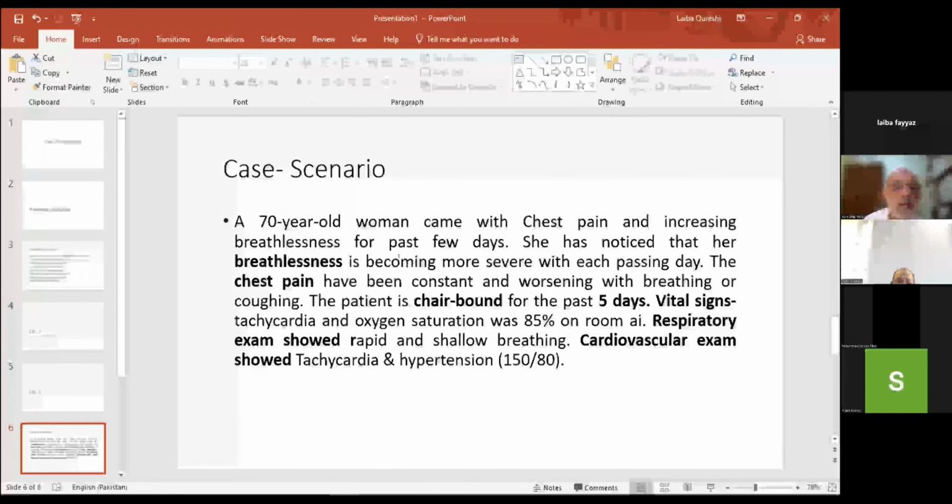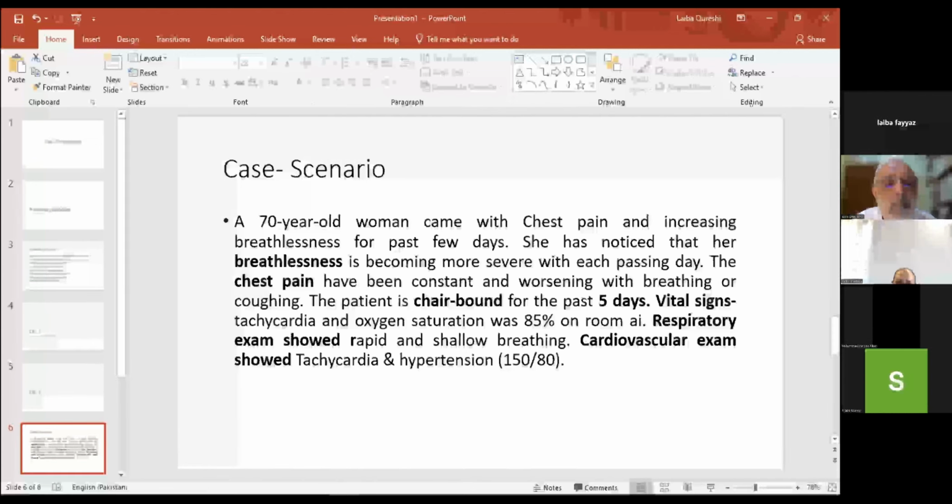So this would be the case scenario. This is actually a real case shared by Dr. Imtiaz. The case is that a 70-year-old woman came with chest pain and increasing breathlessness for the past few days. She has noticed that her breathlessness is becoming more severe with each passing day.